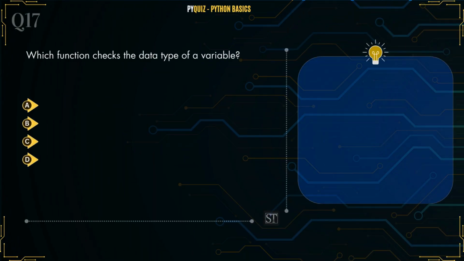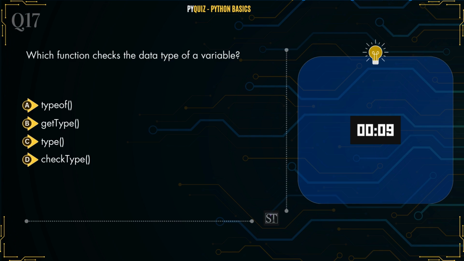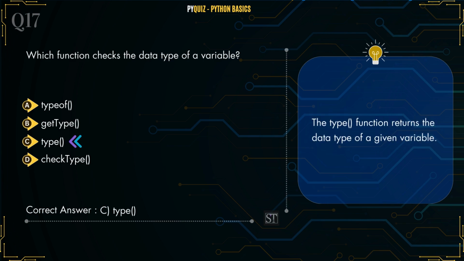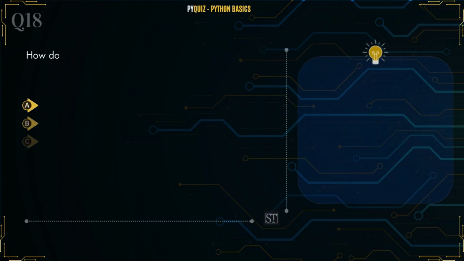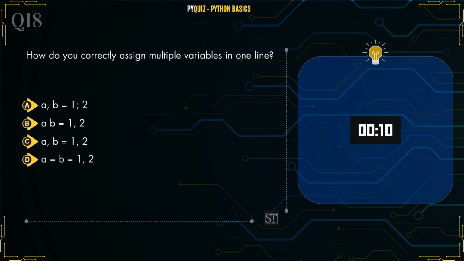Which function checks the data type of a variable? The correct answer is C. How do you correctly assign multiple variables in one line? The correct answer is C.